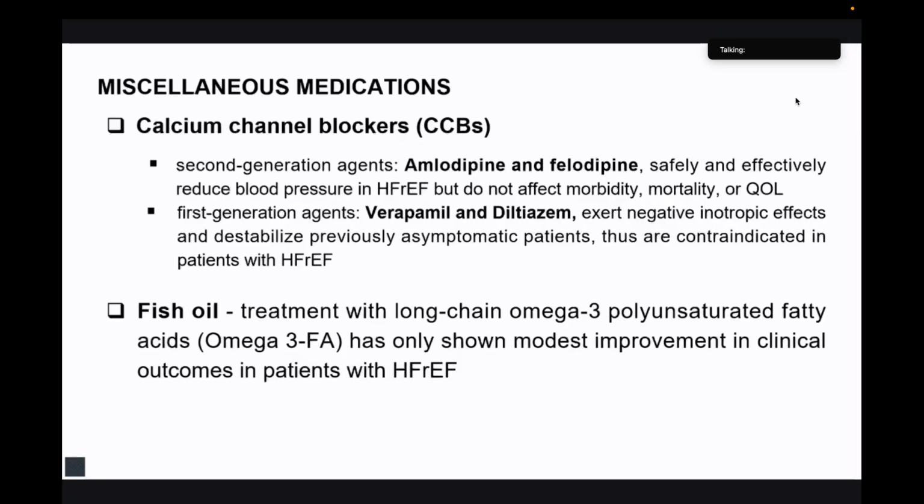Fish oil. Treatment with long-chain omega-3 polyunsaturated fatty acids has only shown modest improvement in clinical outcomes in patients with HFrEF.